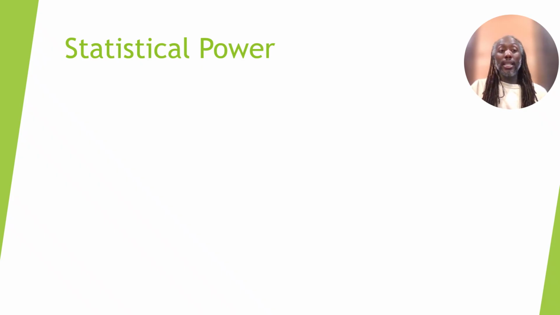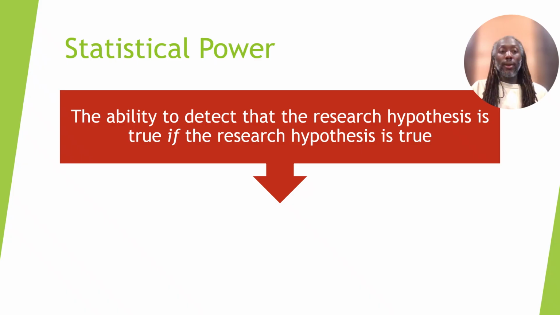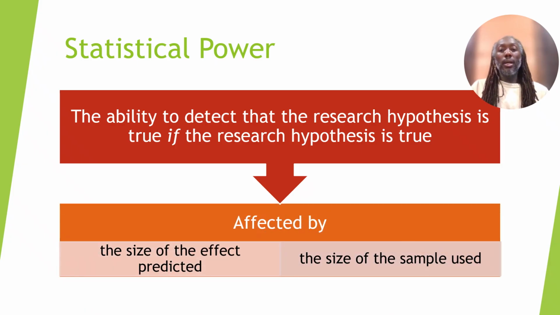Statistical power is actually related to type 1 and type 2 error. Statistical power is the ability to detect that your research hypothesis is true if the research hypothesis is true. It can be affected by a number of different things. One of the things that it's affected by is the size of the effect that you predict exists between your reference population and your sample population, your focal population. It can also be affected by the size of the sample that you're using.